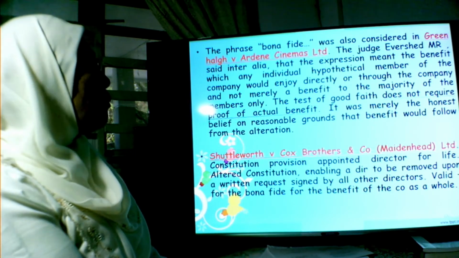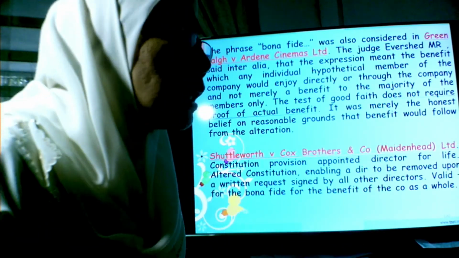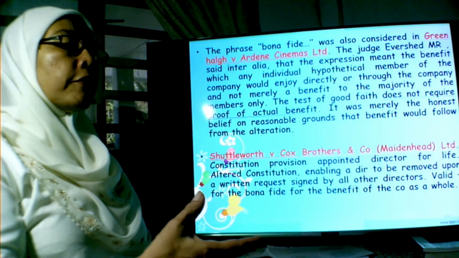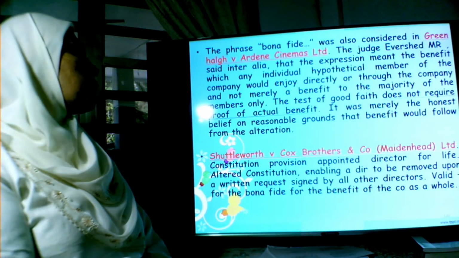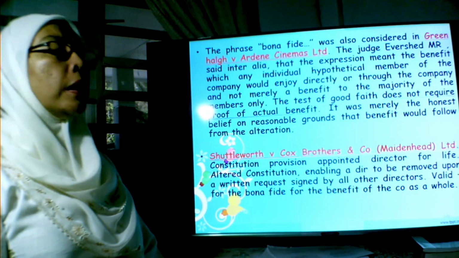So maybe at the moment you cannot see what is the actual benefit you can gain from this alteration. However, later on from the alterations, the benefit will follow. So this is also considered as bona fide.